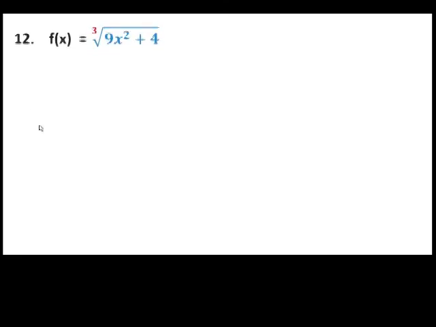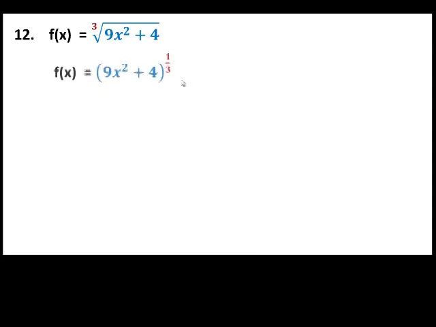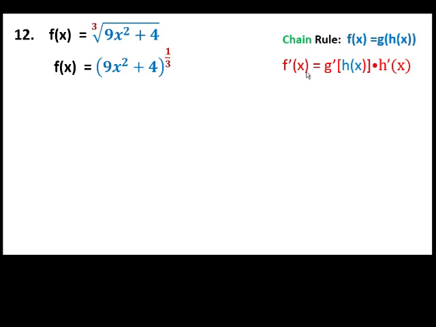Next, f of x equals the cube root of 9x squared plus 4. So we can change this radical expression into exponential form. So our exponent is 1/3. So by the power rule and chain rule, the exponent 1/3 times the base to the power of 1/3 minus 1 times the derivative of the base. Its derivative is 9 times 2, or 18x.